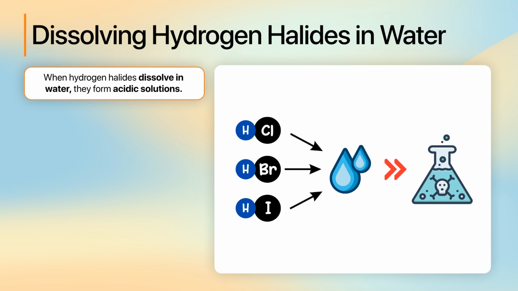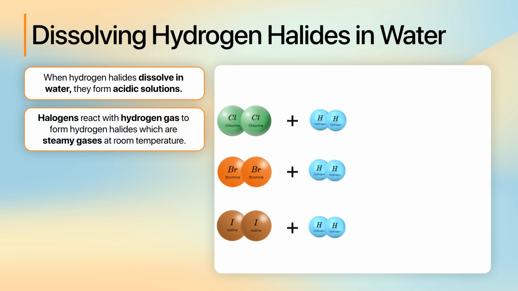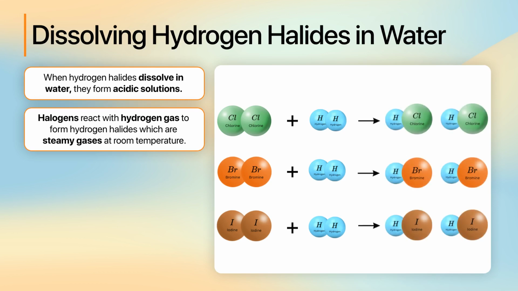First, let's understand the formation of hydrogen halides. Halogens, which include chlorine, bromine, and iodine, react with hydrogen gas, H2, to form hydrogen halides like HCl, HBr, and HI. These hydrogen halides are steamy gases at room temperature.